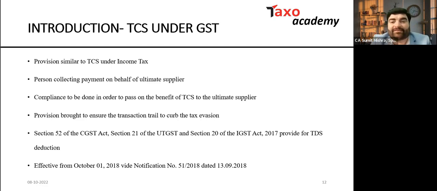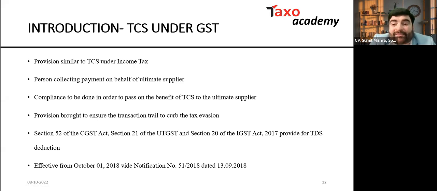The very concept of TCS is similar to TDS. It is just to curtail the evasion of tax, like tracing the transactions where there are suppliers from the unorganized sector, where they are not paying tax or not taking registration. That's why the government brought this concept of TCS.